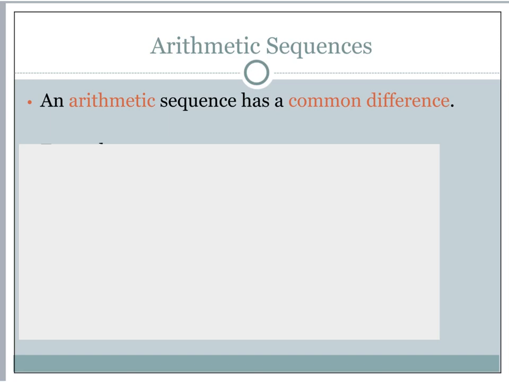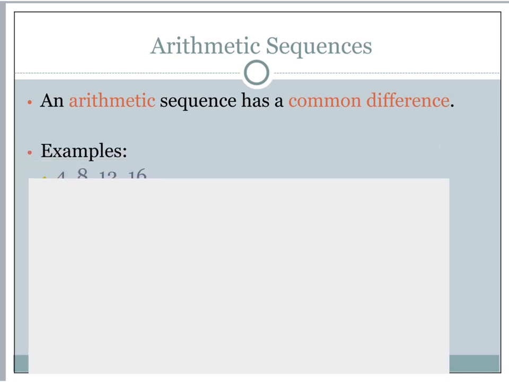One type of sequence is an arithmetic sequence, and you know that a sequence is arithmetic if it has a common difference. That means that the difference between each subsequent term is the same. Let's take a look at a few examples.